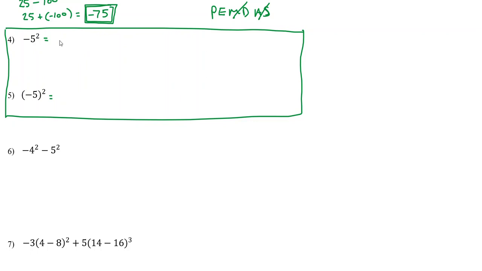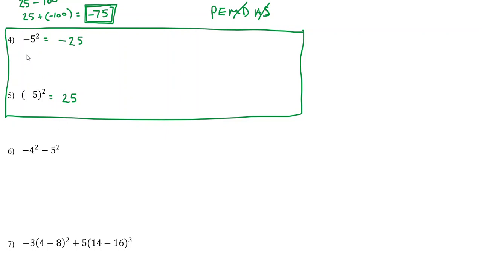The answer for number 4 is negative 25. And the answer for number 5 is positive 25. Now, the question is why? Why are these different? What was different about them? And how does that go with PEMDAS, with the order of operations? What does that have to do with anything?